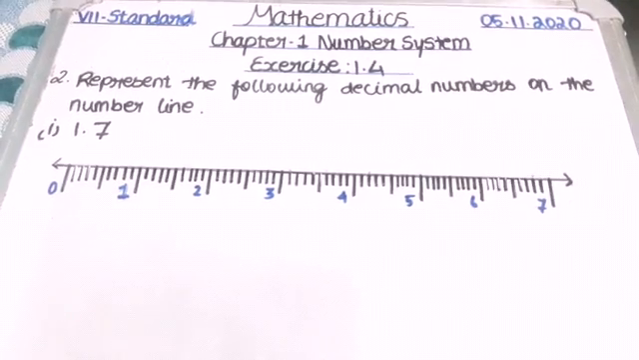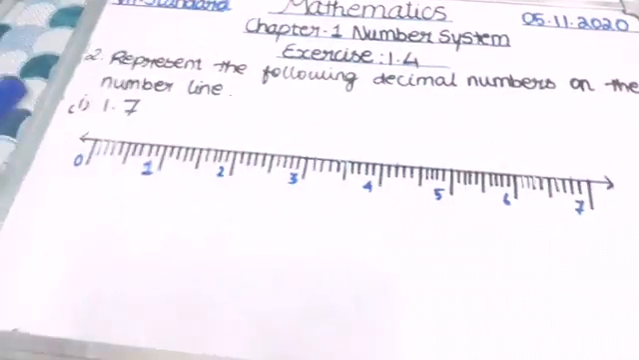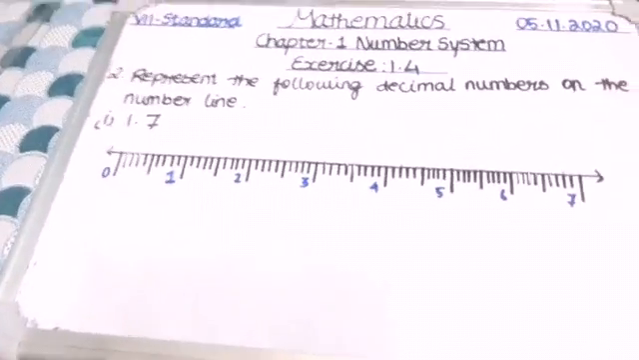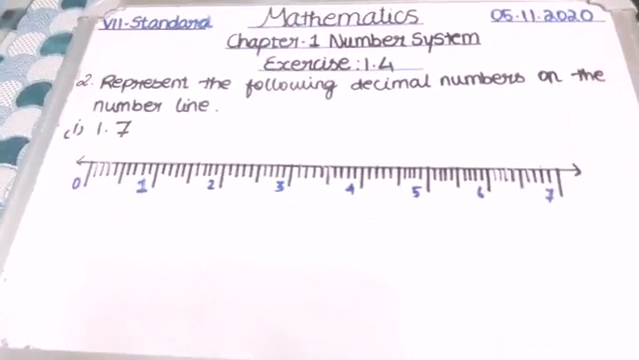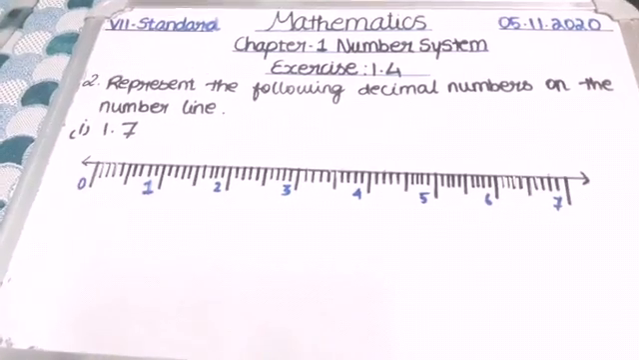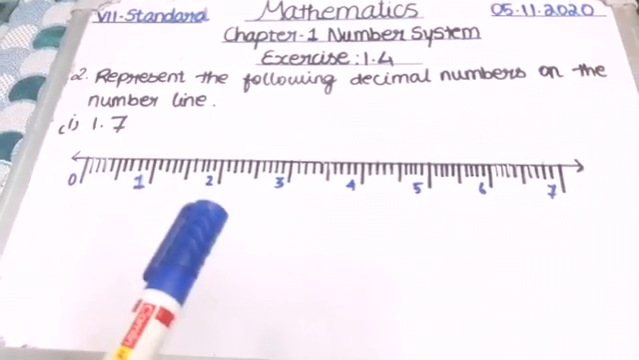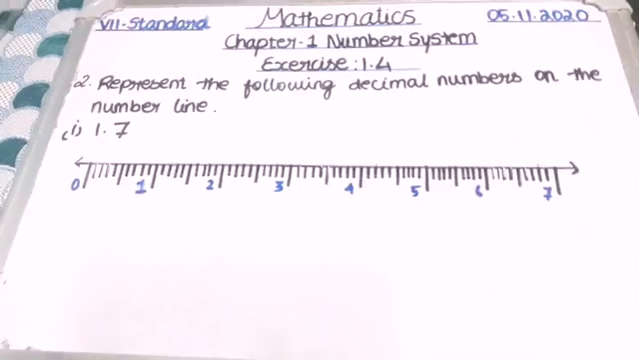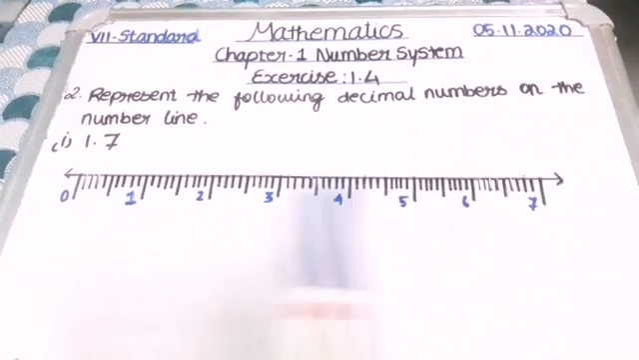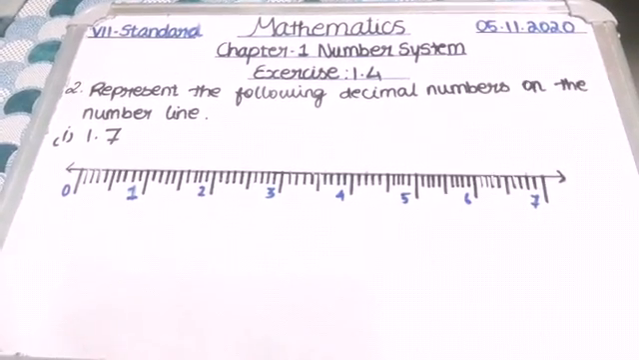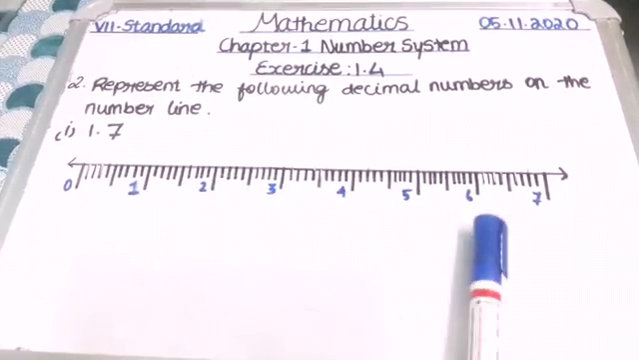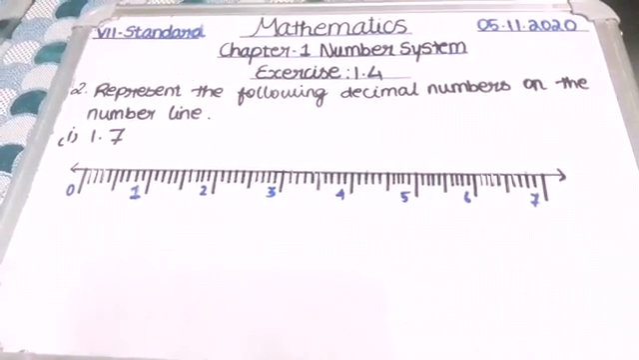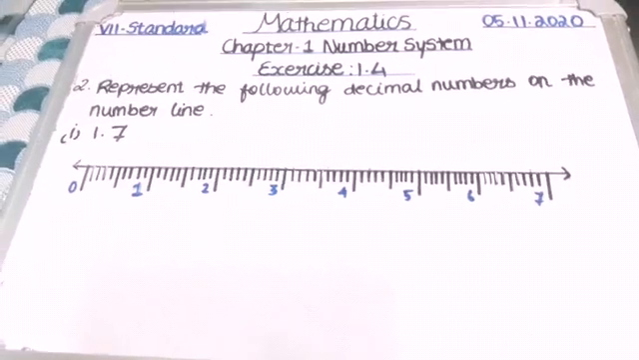Now we move on to our next problem. The second problem given here is represent the following decimal numbers on the number line. So in the previous problem, they drew the number line and they also marked on it. But here, we need to represent the following decimal numbers on the number line. So first step is we need to draw the number line scale. Here we need to draw from 0 to 6 or 7, anything. This is the first step.